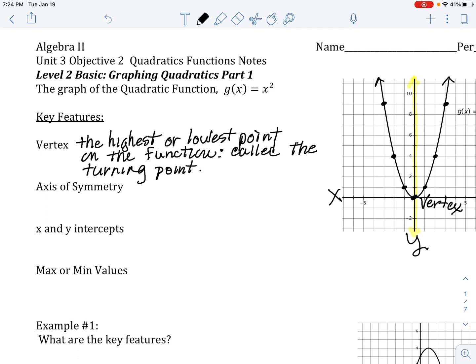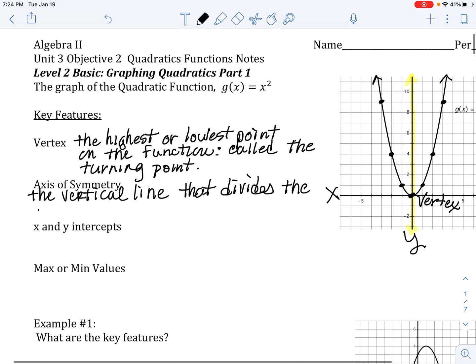Your axis of symmetry, this is the yellow line. This is the vertical line that divides the parabola in half. Okay, so it divides the parabola perfectly in half.